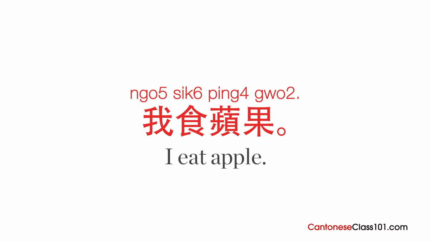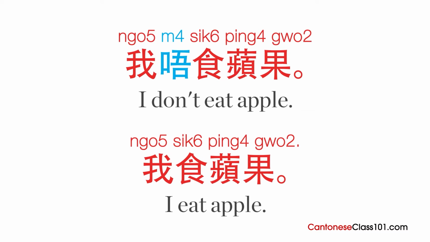Of course. Let's use the sentence I eat apple. 我食蘋果. For example, to make it negative, just add 唔 in front of the verb 食 eat. 我唔食蘋果. I don't eat apple.